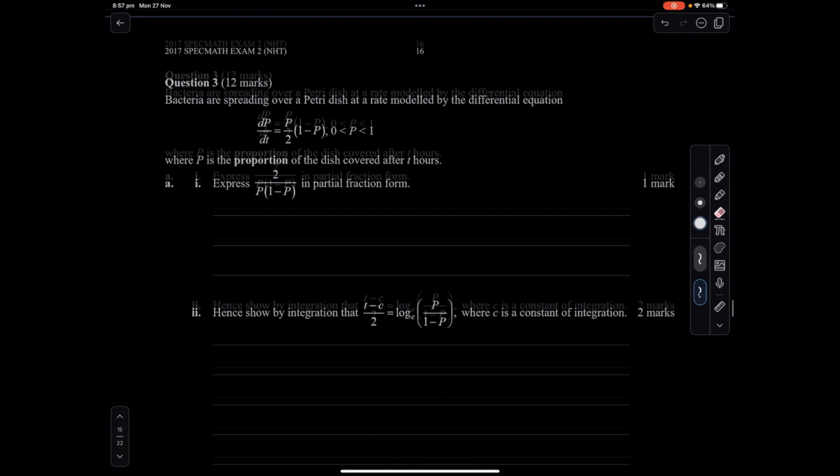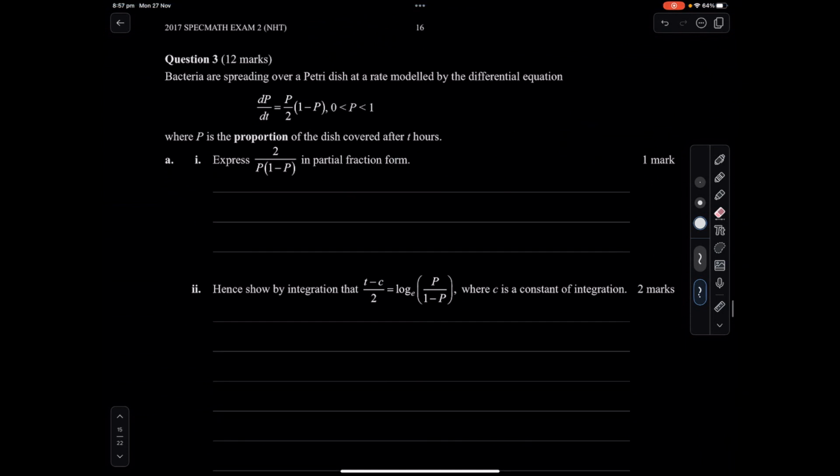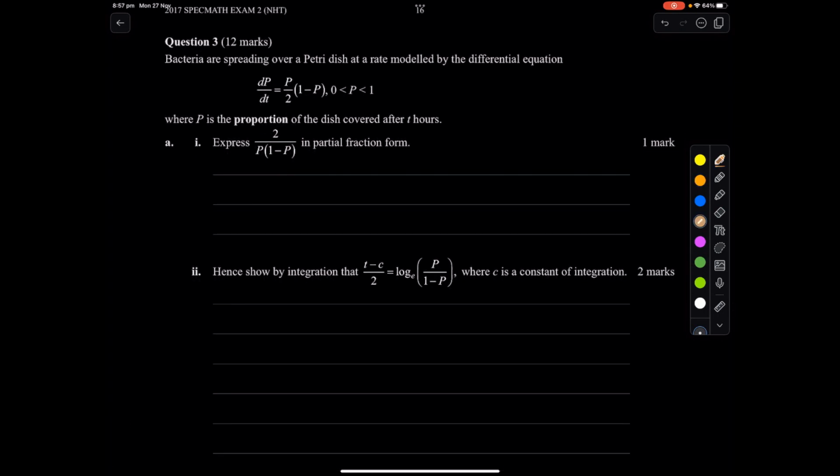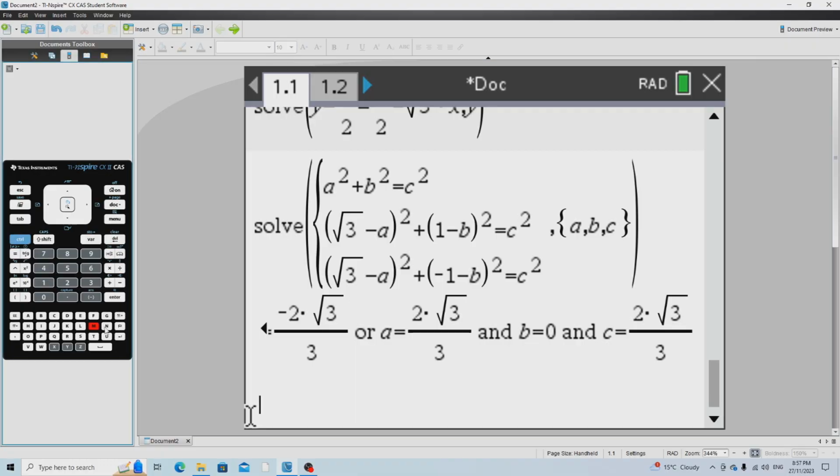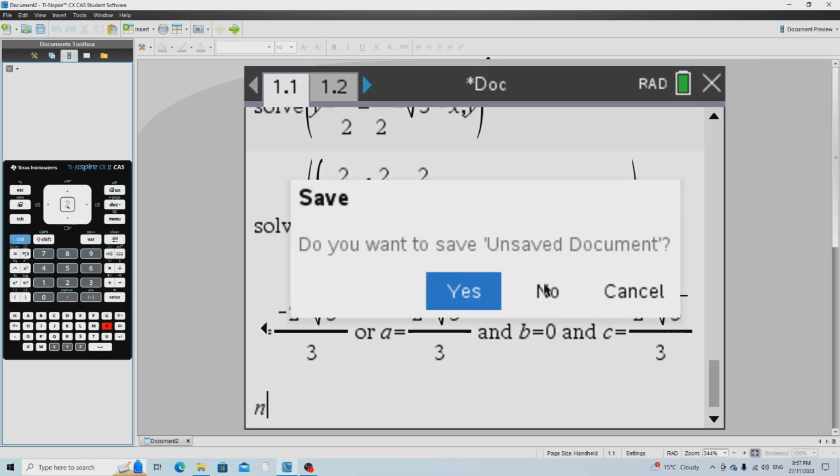Question 3. Bacteria are spreading over a petri dish at a rate modeled by this differential equation, dp by dt, where p is between 0 and 1 and is the proportion of the dish covered after t hours. Express this in partial fraction form. It's just like they've inversed that. That's easy, just using your calculator. I'm going to control n everything here.